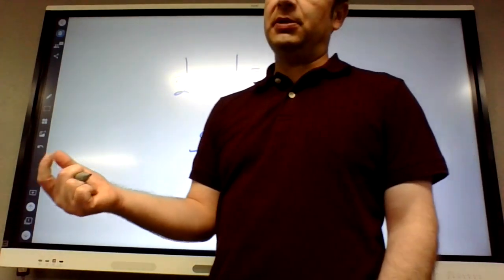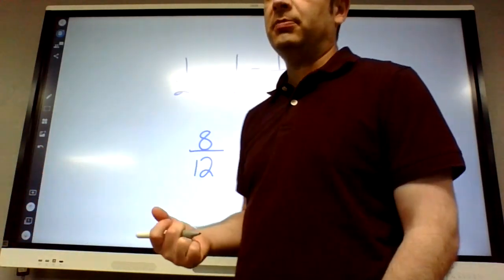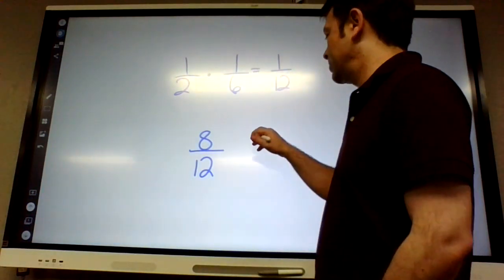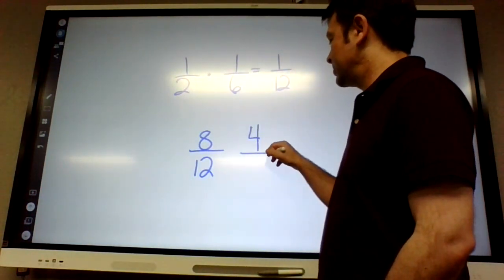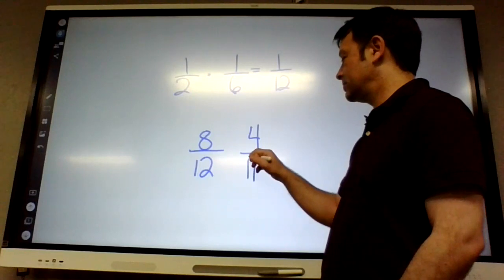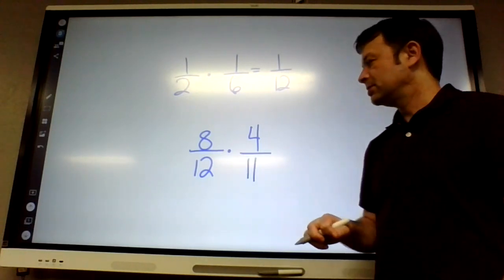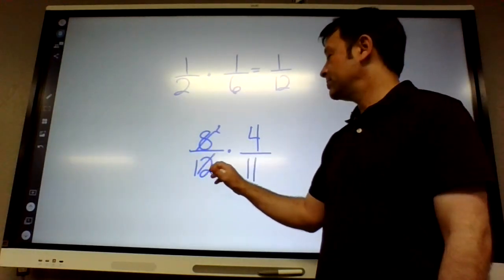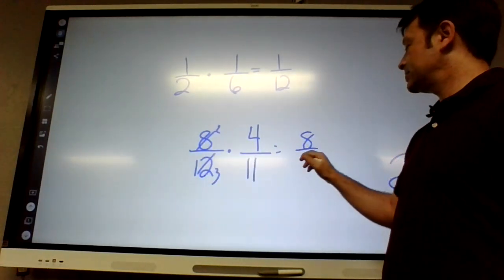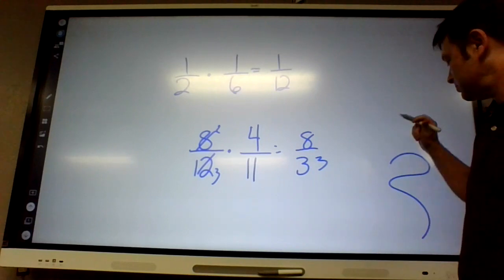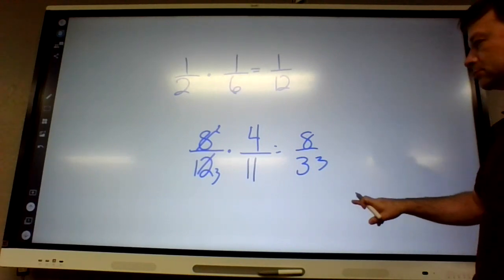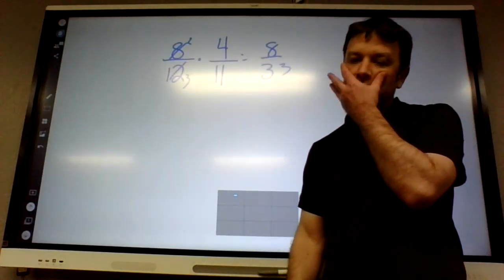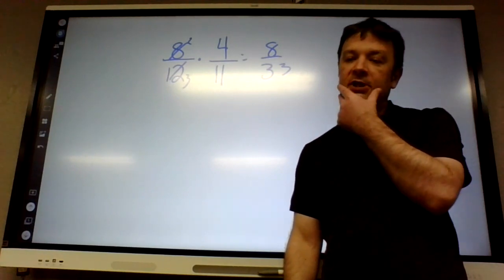Okay, and then what's the probability that the second marble is blue? How many blues are there? 4. How many marbles are left? 11, because we're not putting a marble back in the bag. And then those reduce, and then you multiply, and it's 8 over 33. So those are dependent.